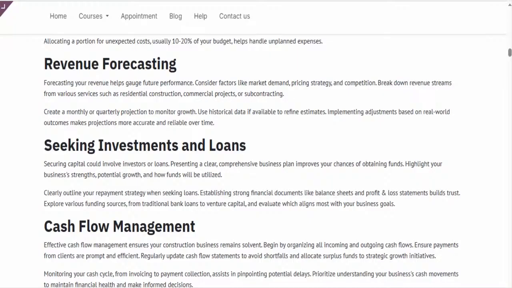Use historical data if available to refine estimates. Implementing adjustments based on real-world outcomes makes projections more accurate and reliable over time.